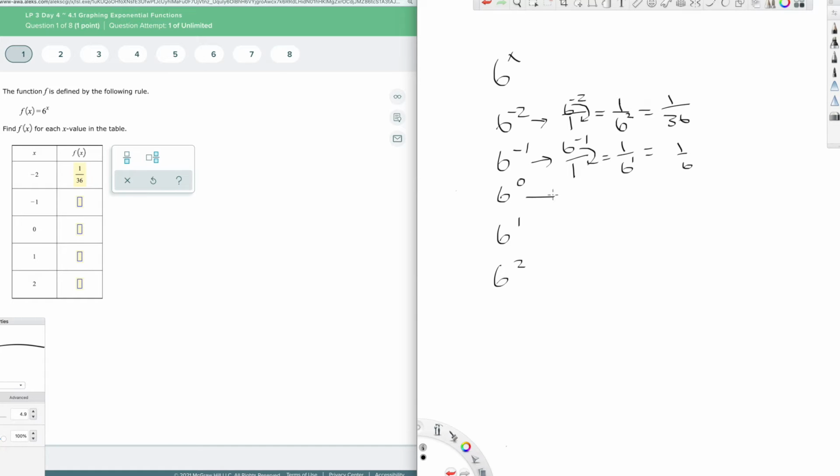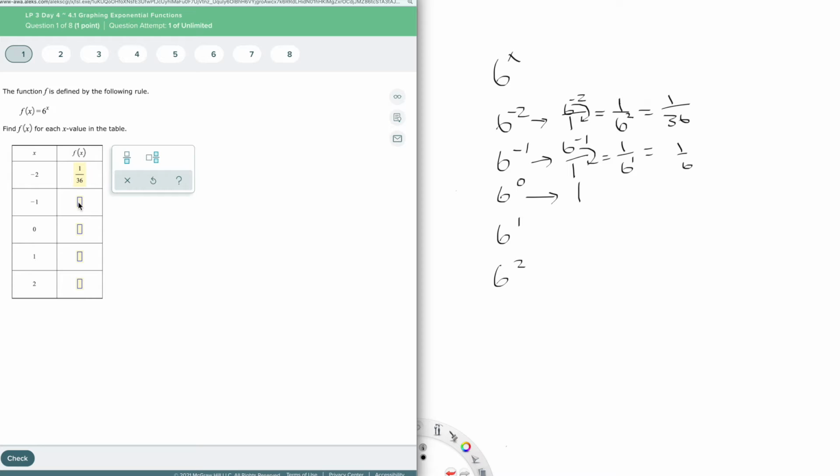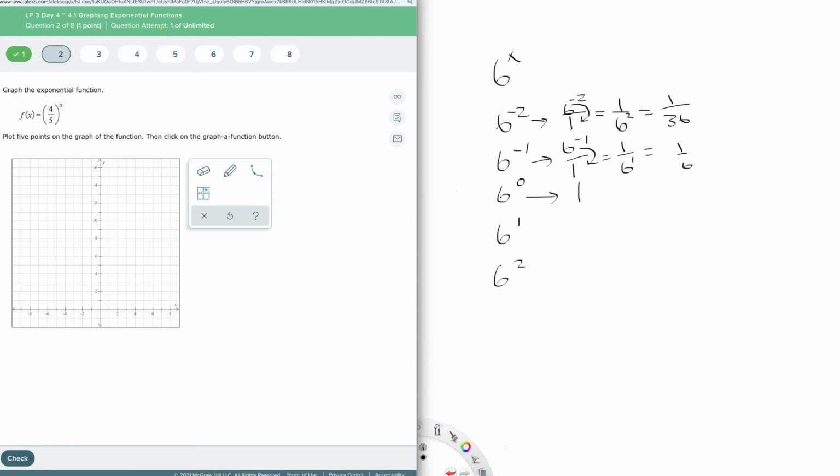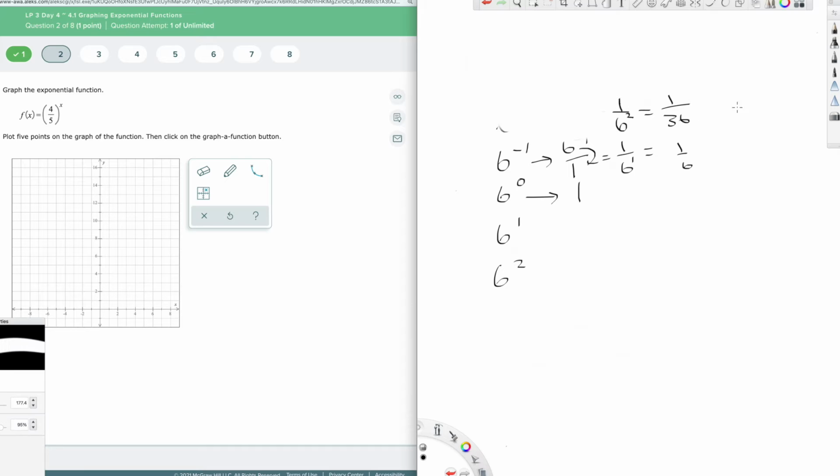Anything to the 0 power is not 0, it's 1. So it doesn't matter how big the number ends up being, it's going to be 1 if we have a 0 power. And then on this one, I have 6 to the first power, which is just 6. And then I have 6 squared, which is 36 for this last one here. So we're just filling out that table a lot like we would do for any other problem. This one just has the exponent, or the variable as the exponent, so it kind of looks a little different.